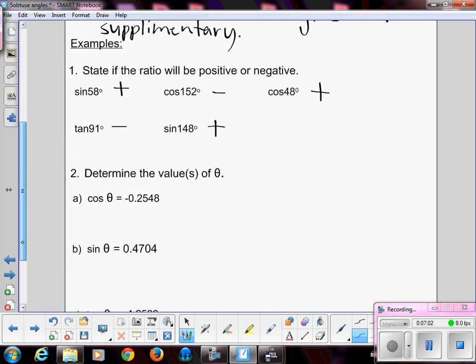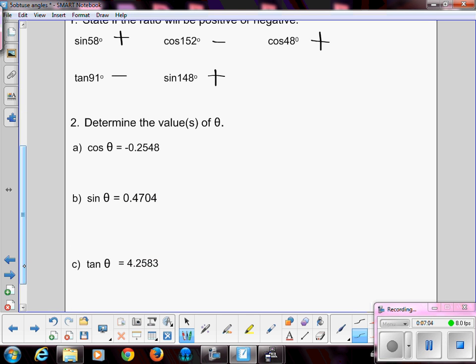So the next part is the one that you have to do a little bit more thinking. So determine the value, and if you notice in brackets they put S, so some of these will have two values of theta. Okay, and remember the one we have to watch out for is that sine. It's the sine that's the one that gives us trouble. So in this case, theta equals the cos inverse of negative 0.2548. Okay, make sure you have the negative when you substitute it into your calculator.